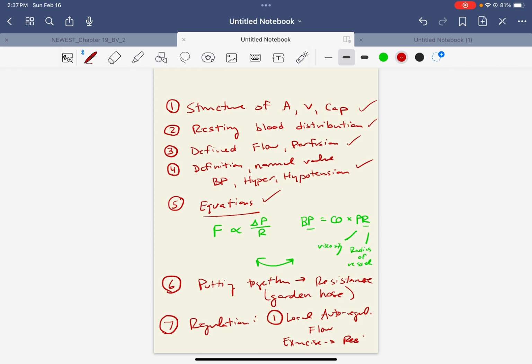All right, this is your charge until I see you next time. When I see you next time, we will delve more into regulation and flow. You're going to want to make sure you have this down because we're going to be talking about the renin-angiotensin mechanism. So much fun.